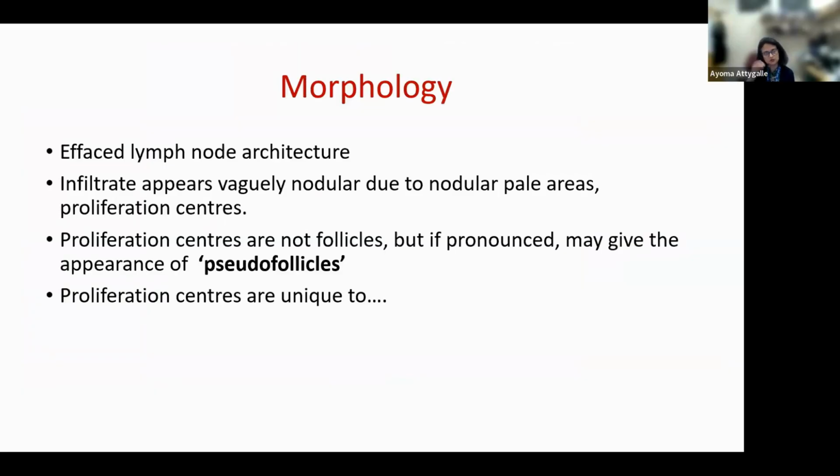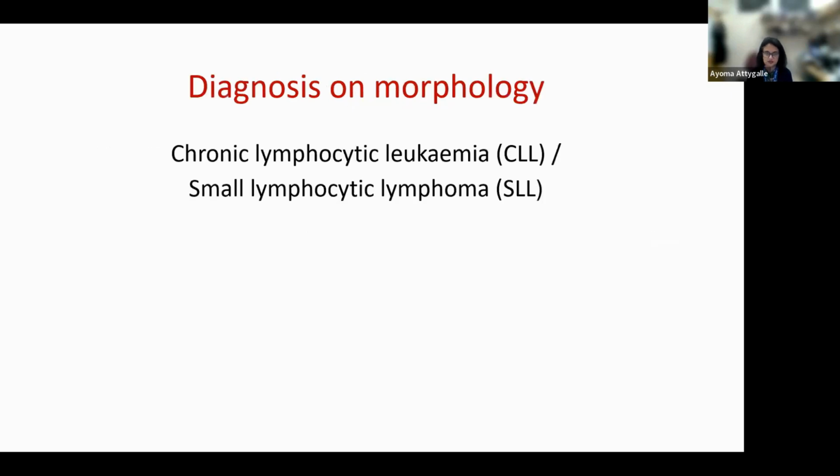Morphologically, what we have seen so far is effaced nodal architecture, and the infiltrate is vaguely nodular due to these pale nodular areas or proliferation centers. These are not follicles, but if they're pronounced, they can give an impression of pseudofollicular appearance. And the proliferation centers are unique to, I think you know this, chronic lymphocytic leukemia or small lymphocytic lymphoma, which is the non-leukemic counterpart.